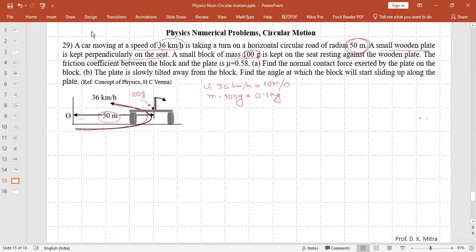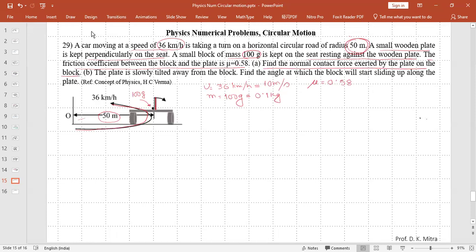The block is kept on the seat, resting against the wooden plate. Now, the friction coefficient between the plate and the block is 0.58. Also, we write mu is equal to 0.58. Find the normal contact force exerted by the plate on the block.